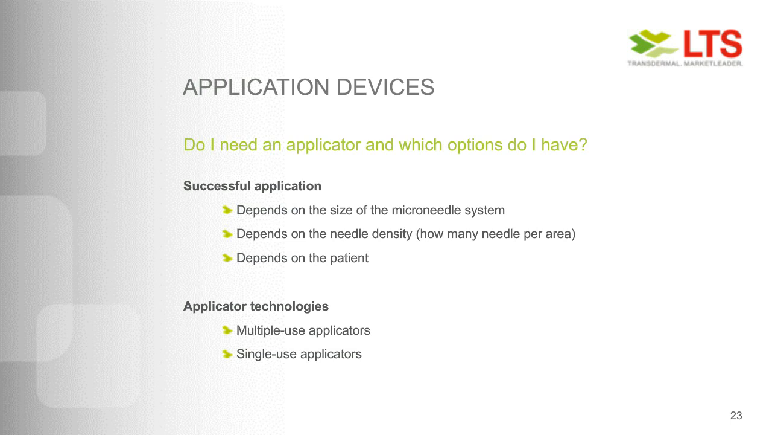And the question you should ask as well is the following: successful application. So successful application depends on the size of the microneedle system. Think about it: if you have a microneedle system just as big as your thumbnail, it's easier than if it's a complete hand. Think about needle density. What do I mean by that? It's the number of needles per area.